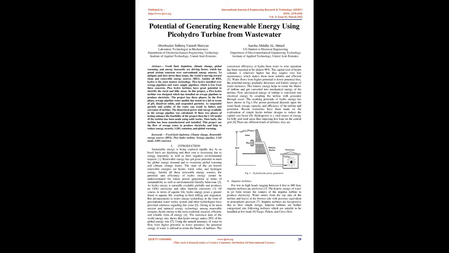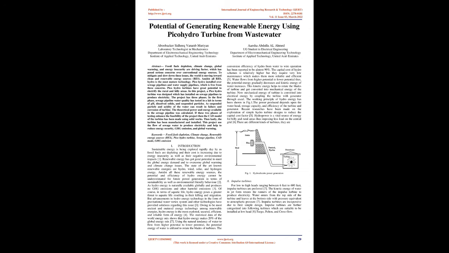If these 2 phases of testing enhance the feasibility of the project, then the CAD model of the turbine has been made using SolidWorks. Then lastly, the turbine has been manufactured and installed. This project used the flow of sewage water to produce electricity and helps to reduce energy insecurity, GHG emission, and global warming. Keywords: fossil fuels depletion, climate change, renewable energy sources, RES, Picohydro turbine, sewage pipeline, CAD model, GHG emission.